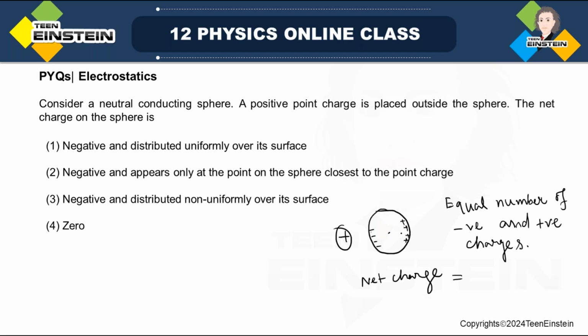But what is the net charge? Net charge is going to be zero only. Because earlier it was neutral, so there was no excess charge. Equal numbers of positive and negative charges will be there, so net charge is zero. Okay, net charge will be zero. All right. So let us go to the next problem.